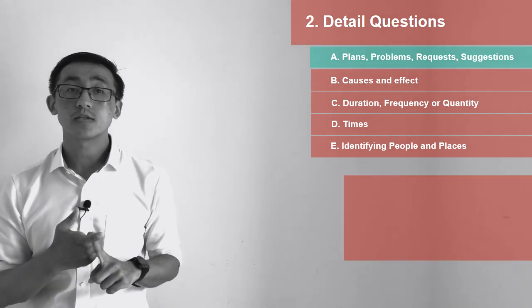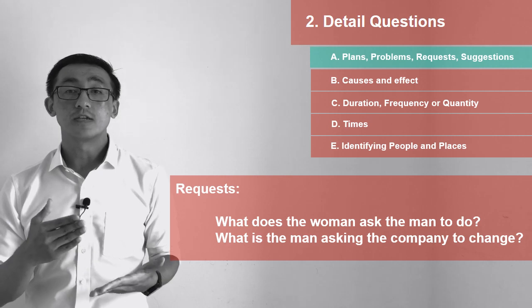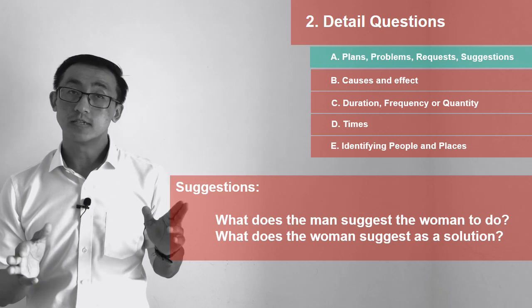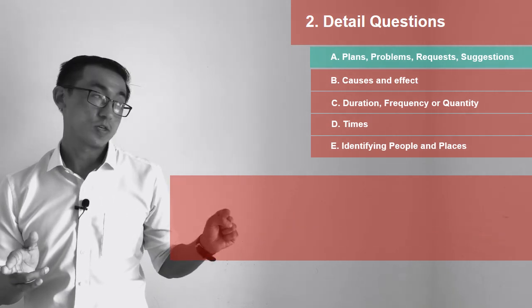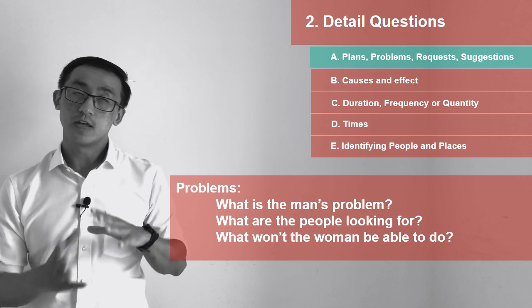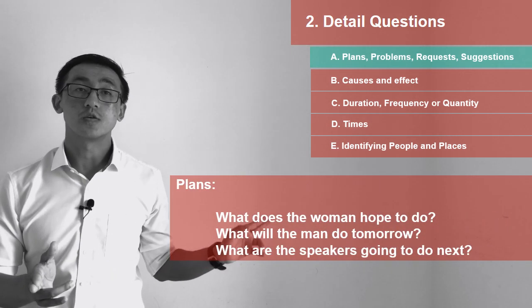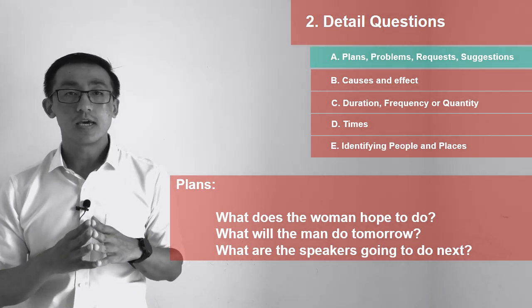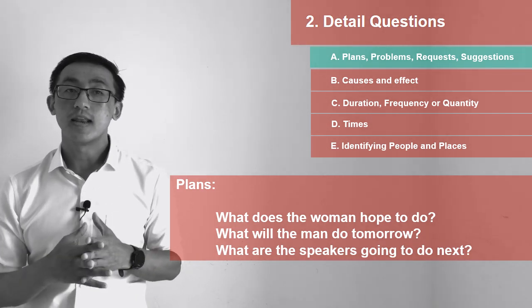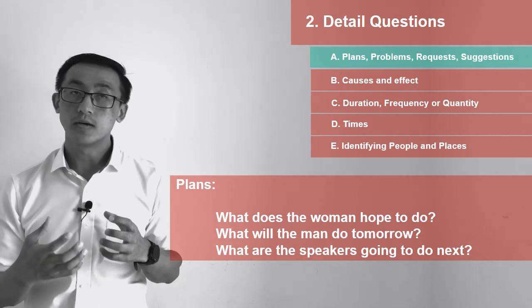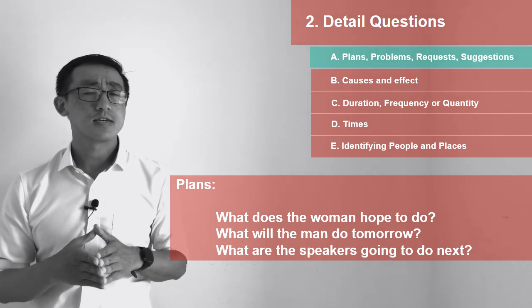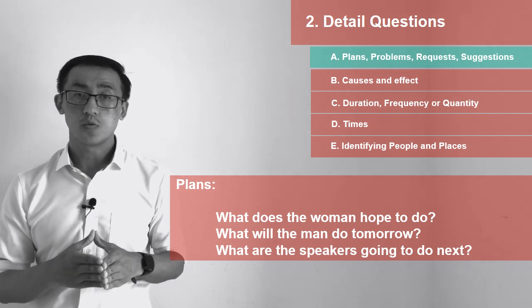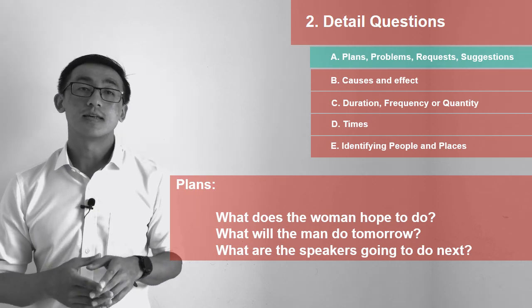If it is a request, these are some of the examples. If it's a suggestion, these are some of the examples here. If it's a problem, these are some of the examples you can see. And if there are plans in the questions, these are some of the examples. If you ask me what can help you answer the question, learn to recognize some common expressions and paraphrases for plans, problems, requests, or suggestions. Watch out for the correct speaker in the answer option.